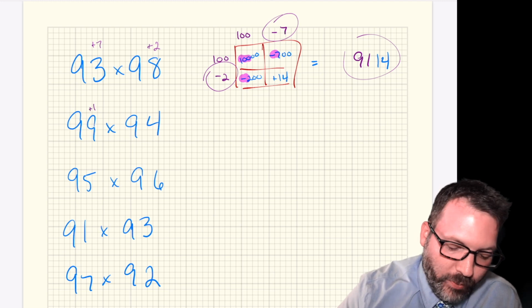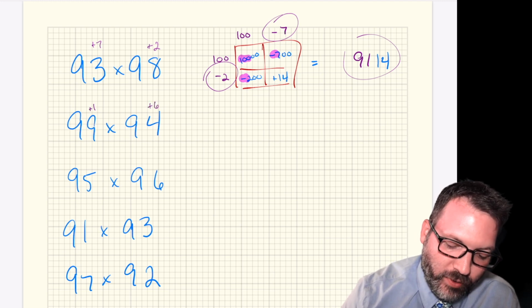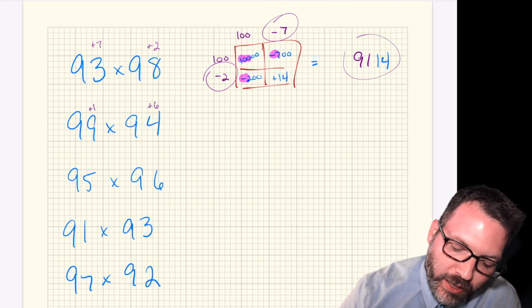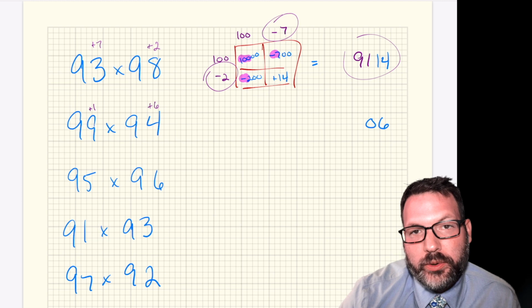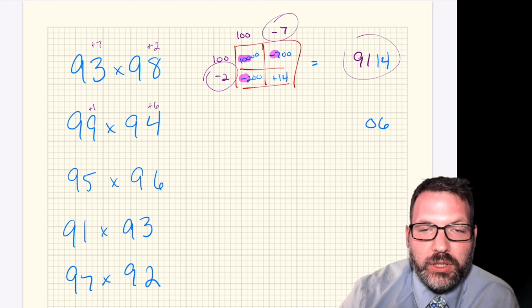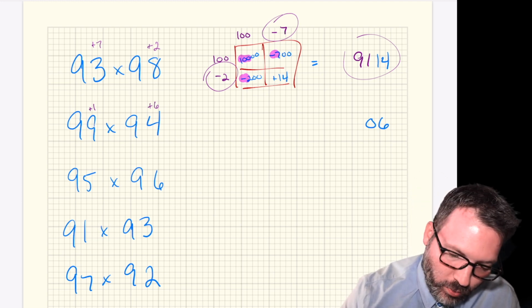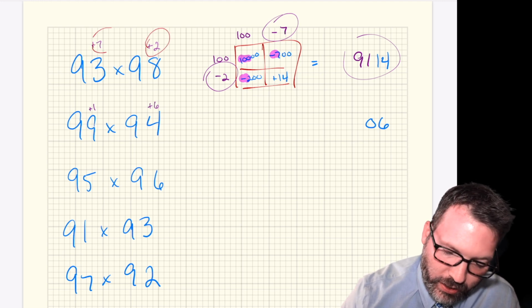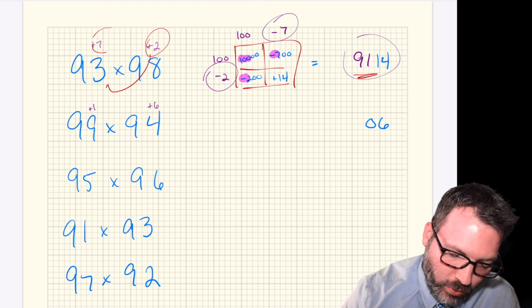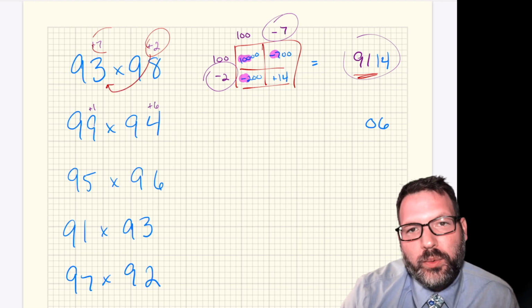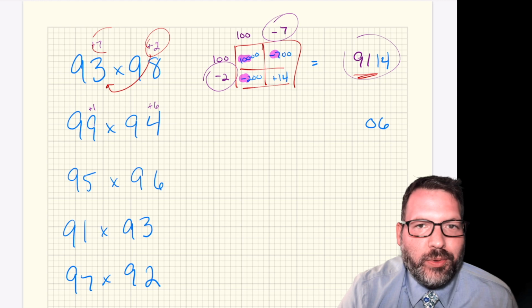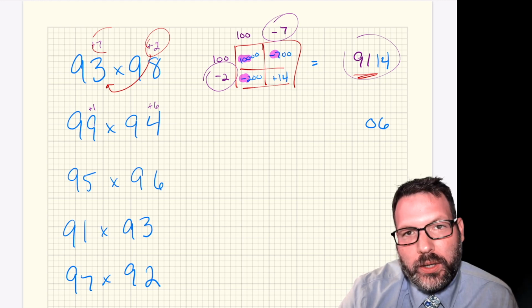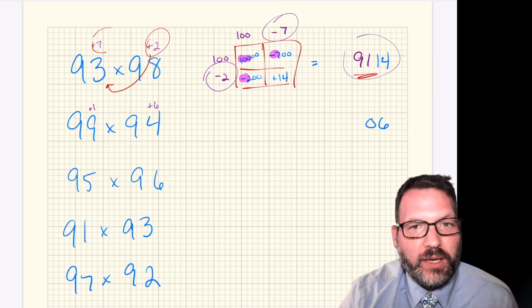99 is 1 away from 100. 94 is 6 away from 100. 1 times 6 is 6, and so we know our product is going to end up ending with a 06. We have to take up 2 digits, 2 places. And then this one, we said, well, if we take away 7 and 2, it's going to end up at 91. But can't we just take away the 2 from the thing where we've already taken away 7? Like 93 already is 100 minus 7. Let's just subtract the 2 more that 98 is away from 100, and that gives us 91.